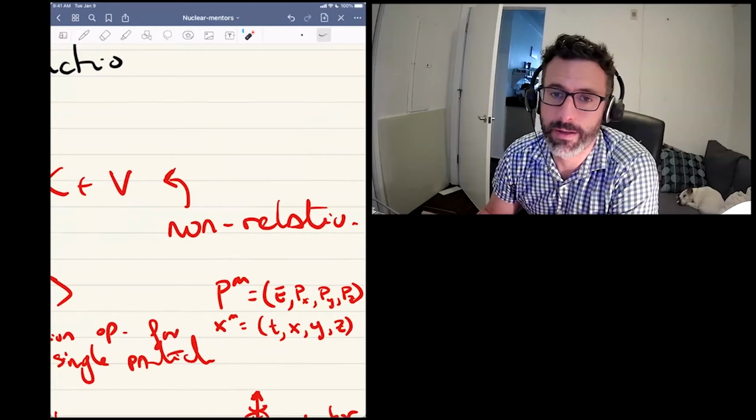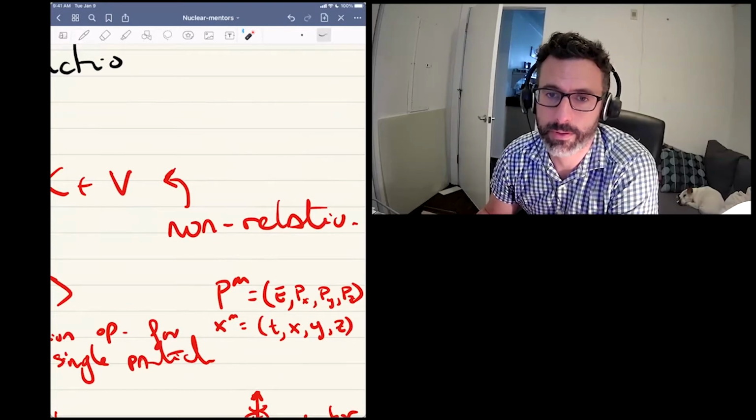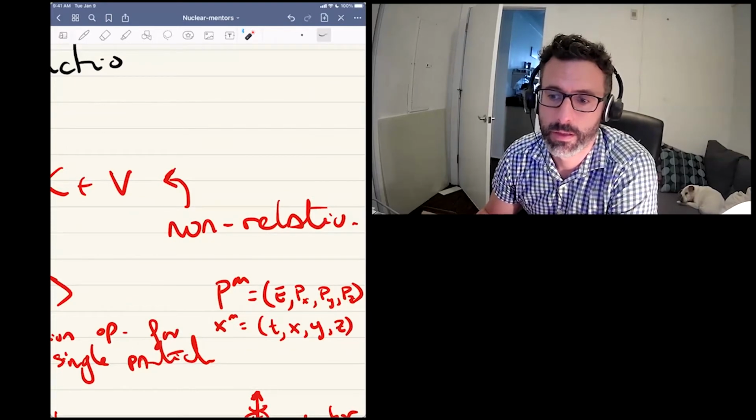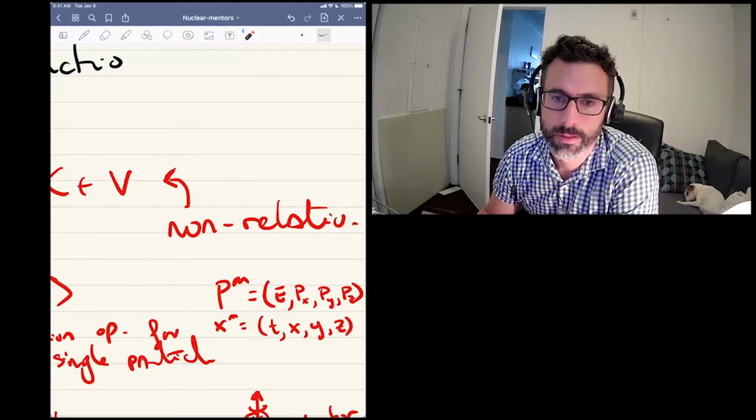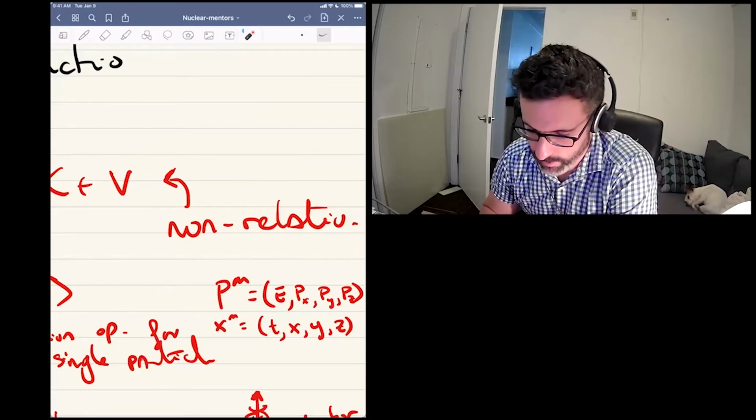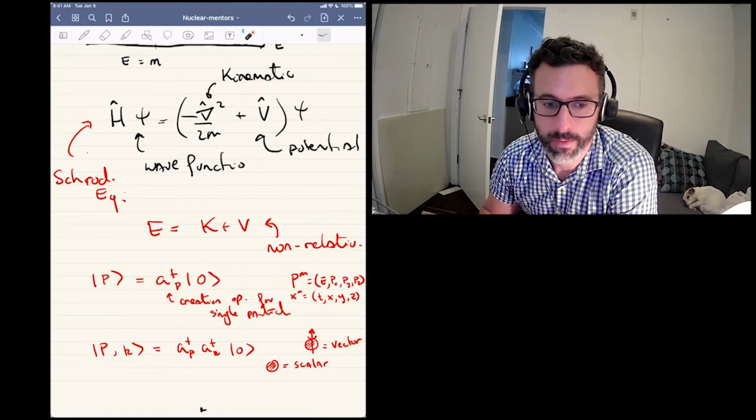If you have a spin 1/2 particle, yes. What about spin 1 or spin 2? Then you have 3 helicity components, so basically you have 3 components. So it will be a vector with 3 components? Yeah, it would have 3 components of the spin. Okay.